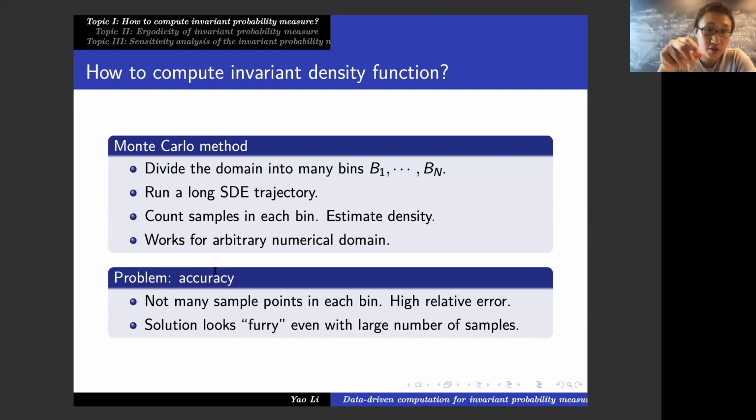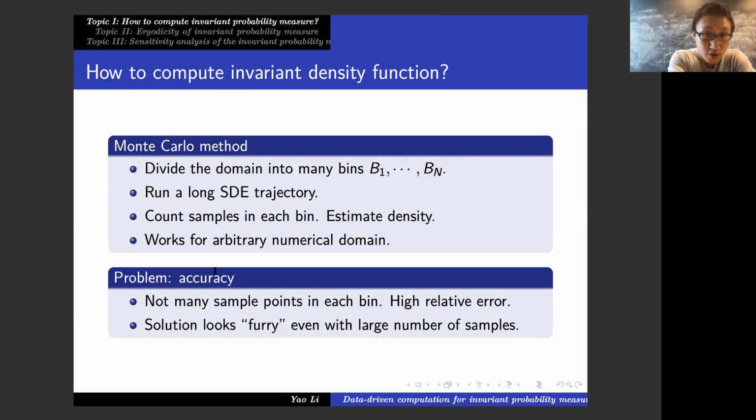And let's count the samples inside of each bin. Let's estimate the density. So it works for arbitrary domain. You don't have to worry about the boundary condition at all. But if you have ever run it, you will know that it's not accurate at all. There are high relative errors.